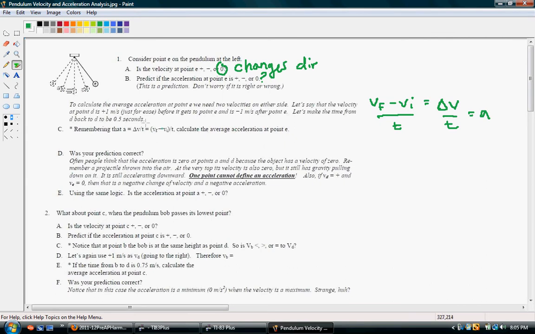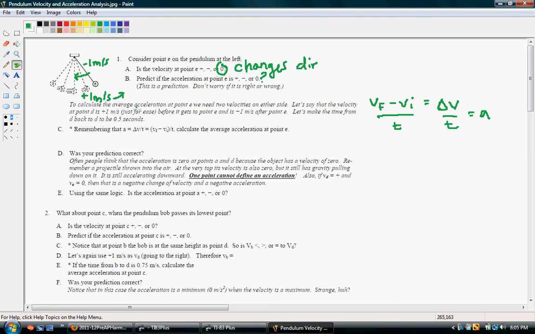So let's say that the velocity at point D right here is positive 1 meter per second. So we know that it's moving to the right as it's moving towards point E. And it's negative 1 meter per second after point E. So at point E, after that, it turns around and now it's going to the left, at negative 1 meter per second. So let's make the time from D back to D 0.5 seconds.